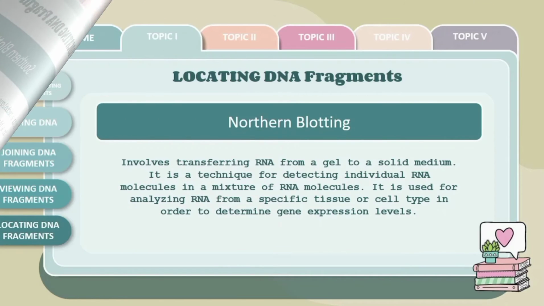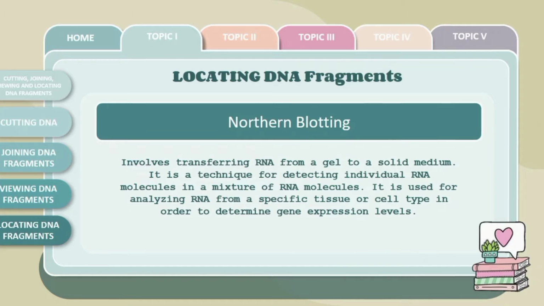Southern. Northern blotting, on the other hand, involves transferring RNA from a gel to a solid medium. It is a technique for detecting individual RNA molecules in a mixture of RNA molecules. It is used for analyzing RNA from a specific tissue or cell type in order to determine gene expression levels.